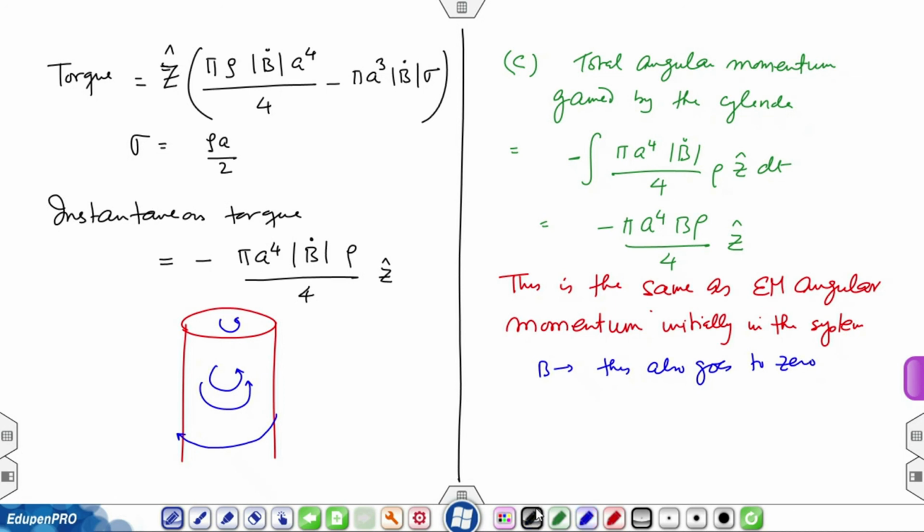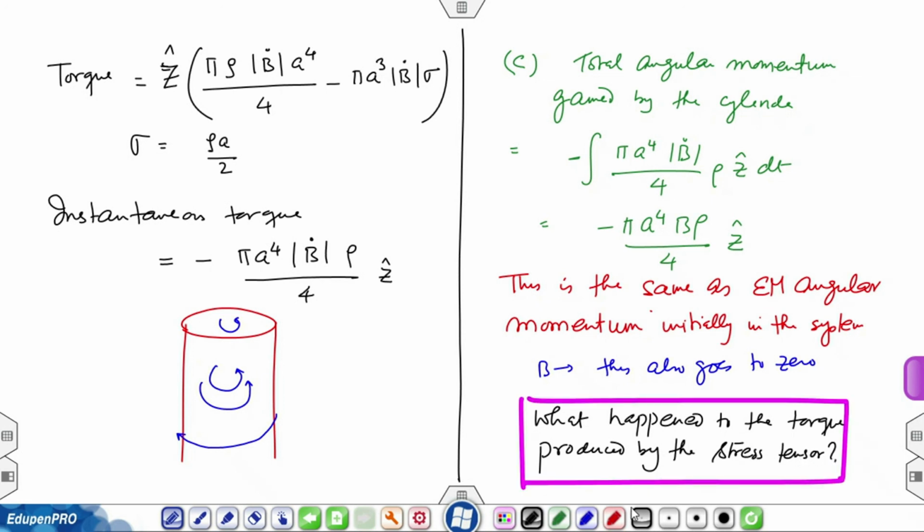I will again ask you the question, as I asked in the case of momentum, what happened to the torque produced by the stress tensor.